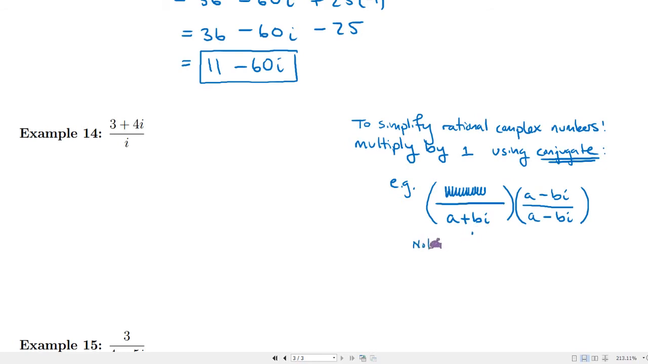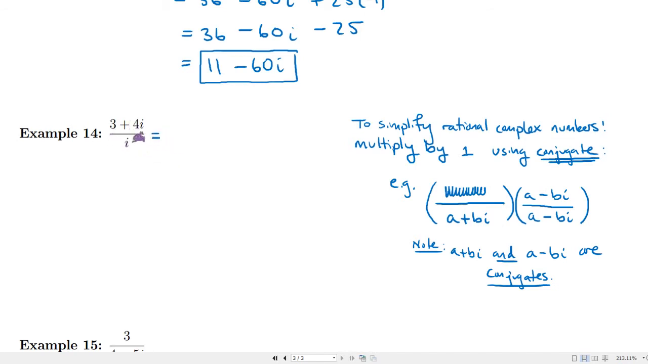Note, the conjugate, or how about I write this? These two are conjugates. A plus bi and a minus bi are conjugates. So if you happen to have a minus bi in the denominator to start with, then the conjugate would be this, the a plus bi.